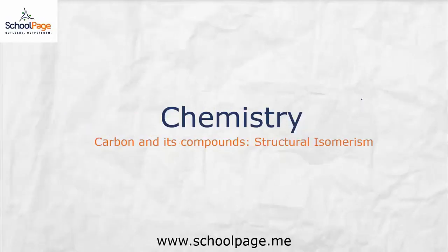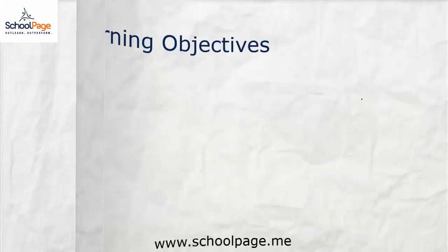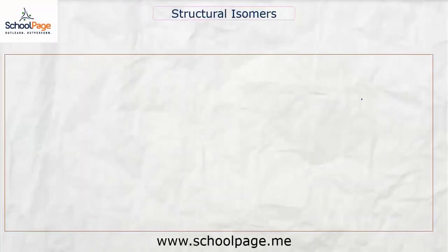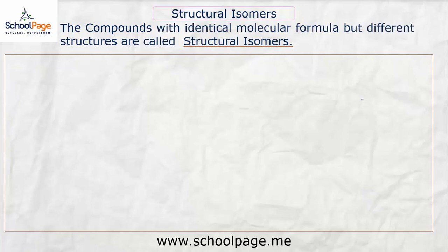10th CBSE Chemistry, Chapter Carbon and its Compounds. In this video, you will learn about structural isomers. Structural isomers are the compounds which have identical molecular formula but different structures.